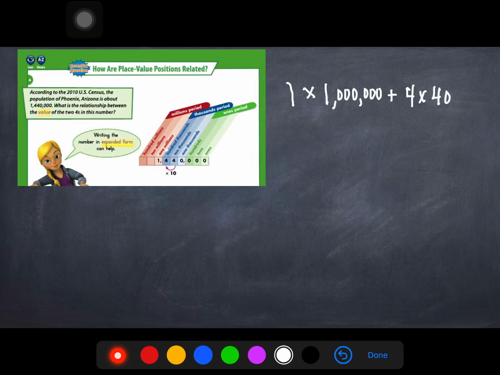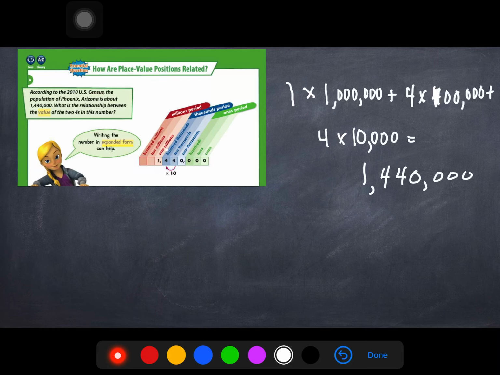And then I have 4 times 100,000, excuse me. And then I have 4 times 10,000. I do not need to add the other zeros. That equals 1,440,000.